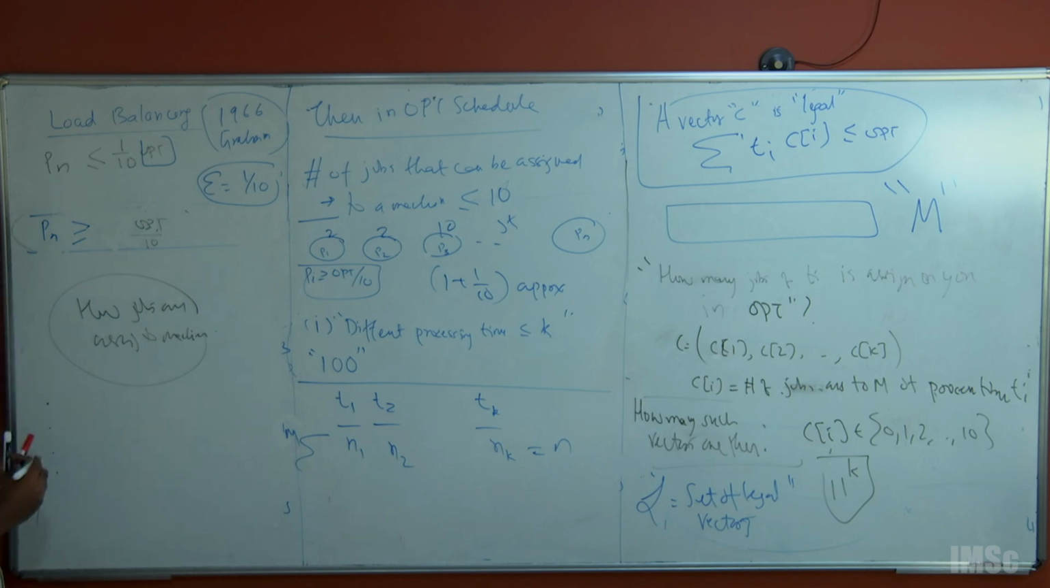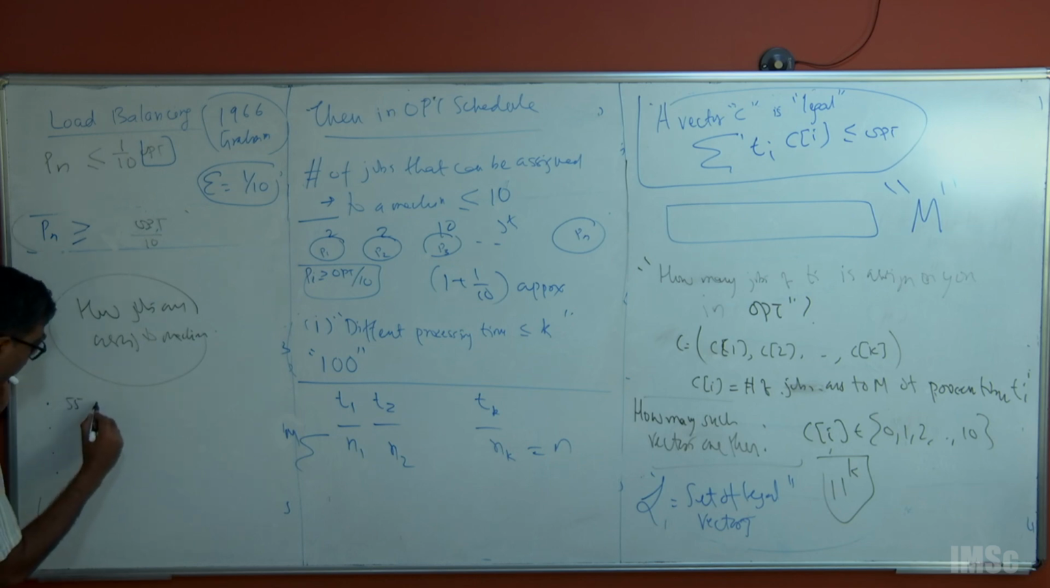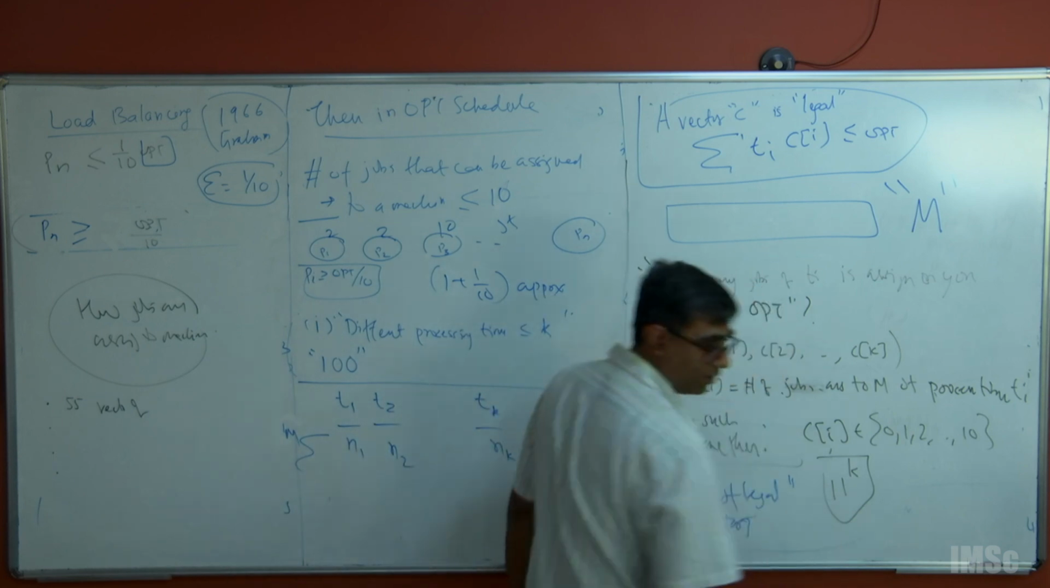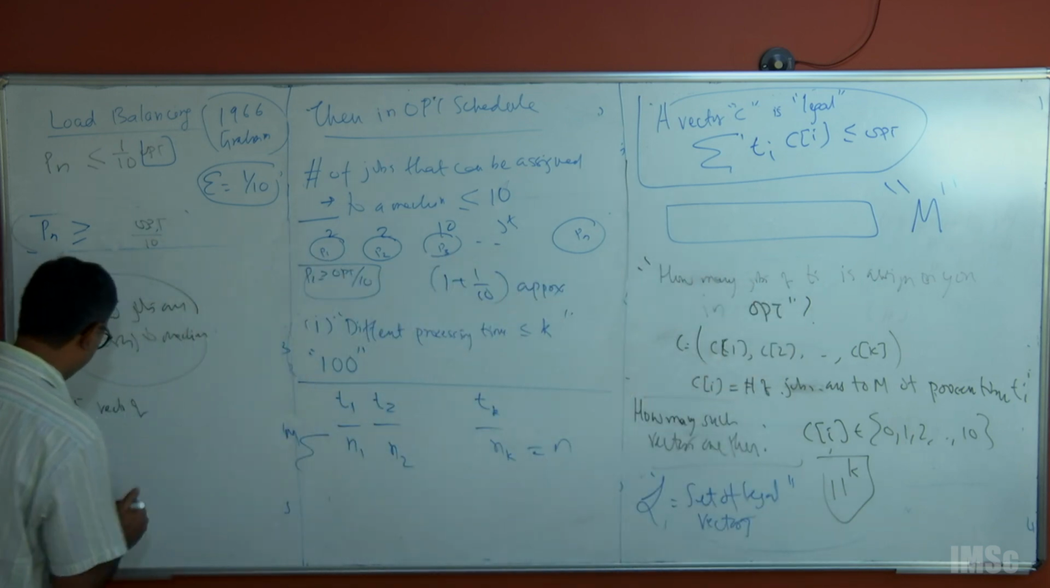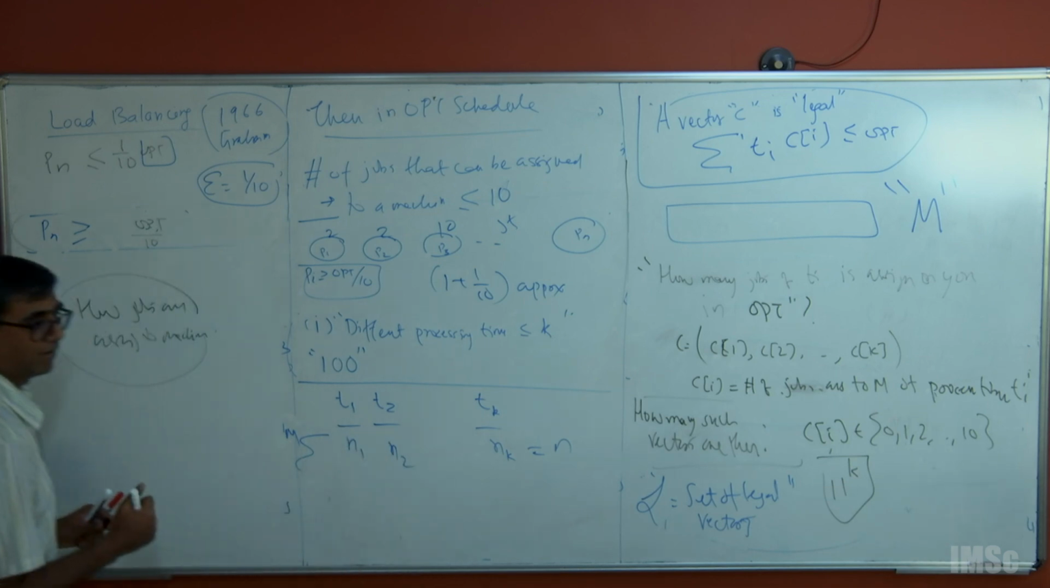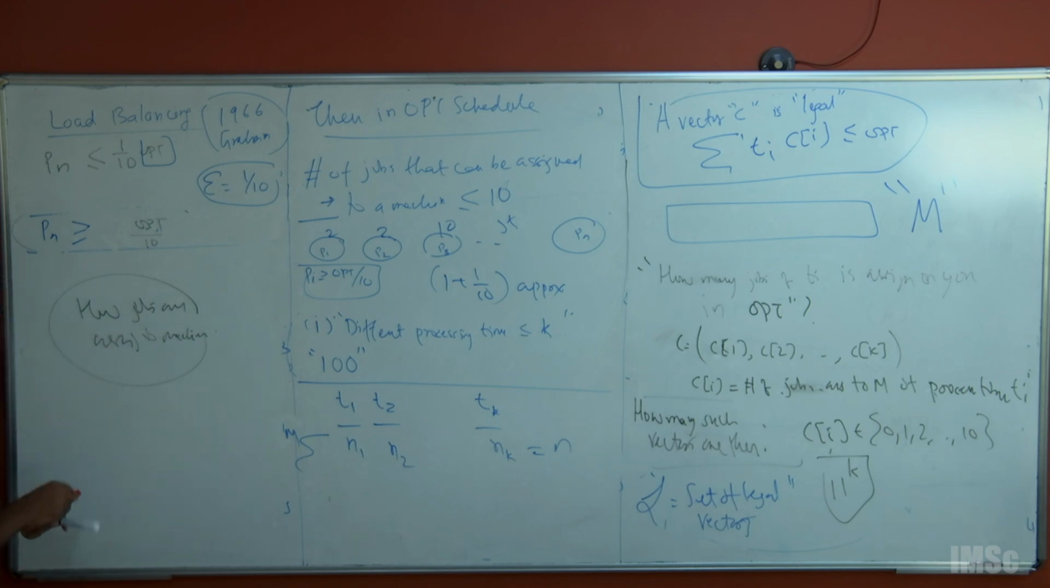In your algorithm, how many such legal vectors are there? 11 to the power k legal vectors are there, right? I told you which all vectors are used and how many times on machines. You understand? So imagine that this is 11 to the power k vectors. I told you on my machines, which all vectors are used.